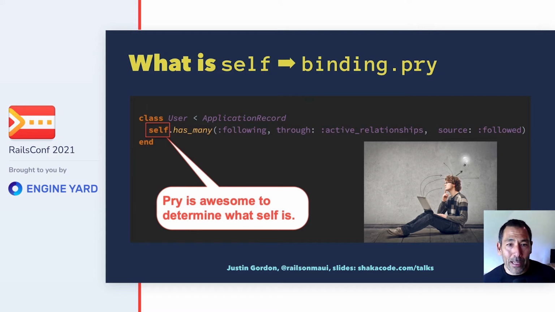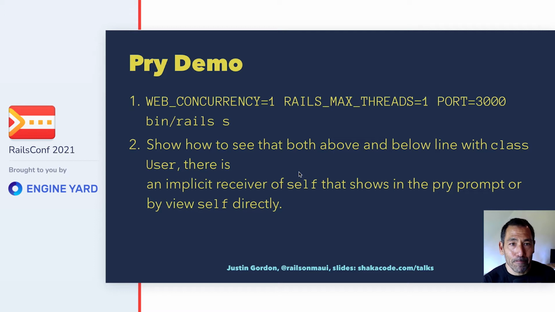So why is pry in this talk? Well, one of the really useful aspects of pry is it lets you see what self is. So we can put a few binding.pries in the code and we can introspect. So let's do this little quick demo with pry. So I'm going to start the Rails server. I'm going to put in a couple binding.pries.